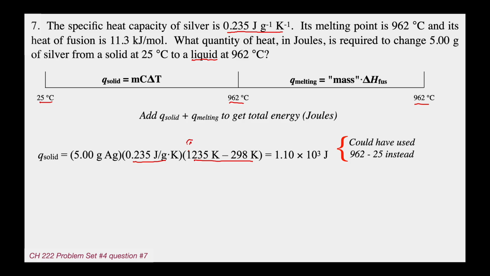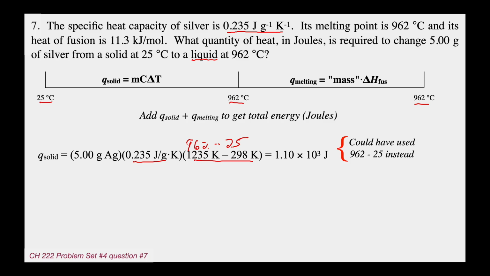So if you put 962 minus 25 right there, you're going to get the same number. It's no big deal. And when you do that, the value here comes out to be 1.10 times 10 to the third joules. It's a positive endothermic energy because we're heating the solid from about room temperature to the melting point. The second part of this problem is going to be figuring out the energy required to actually melt the solid.